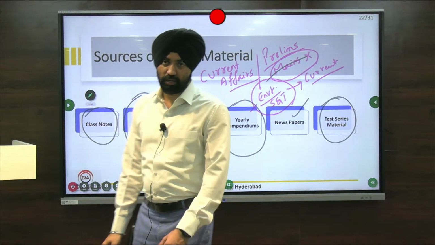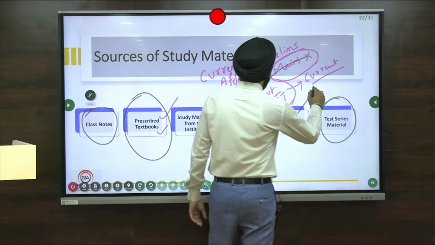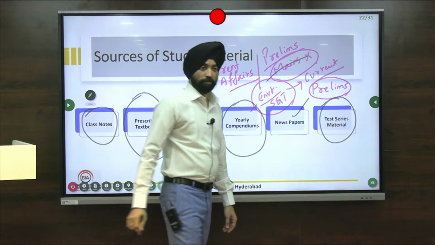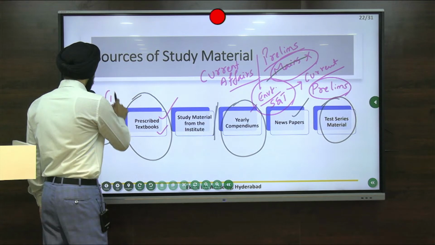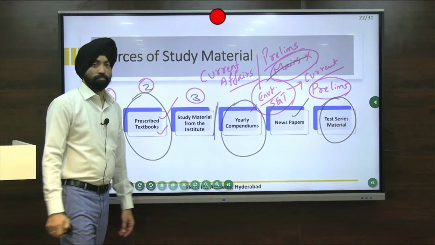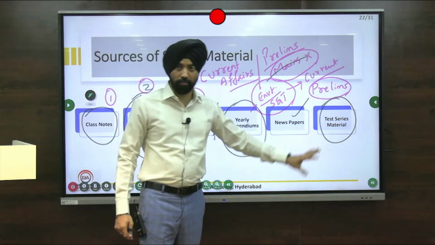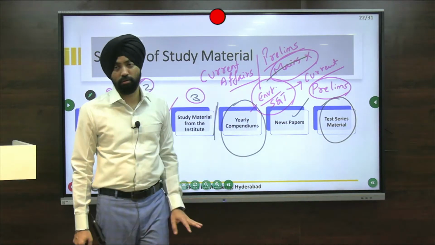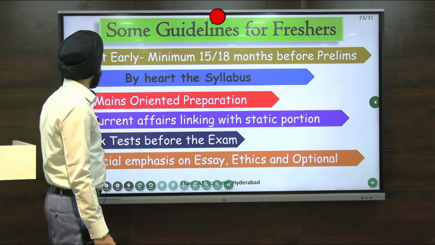The test series material, and this test series material, again I am warning you, it is only for prelims. For your mains, only 1, 2, 3. Only these 3 sources will come in handy for your mains. Yeah, obviously the newspaper is also there in the mains dimension. So this is not for mains and this is not for mains. Okay? So this is how the importance of study material varies.